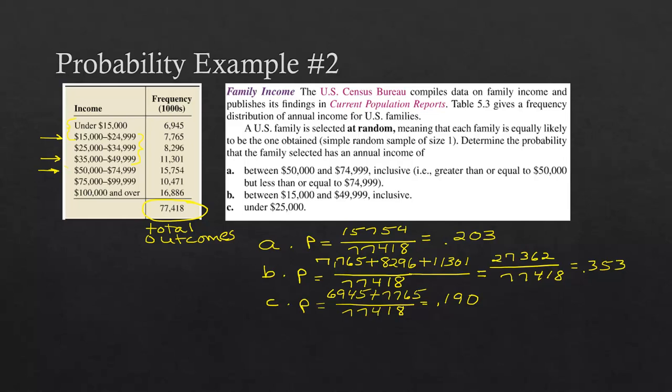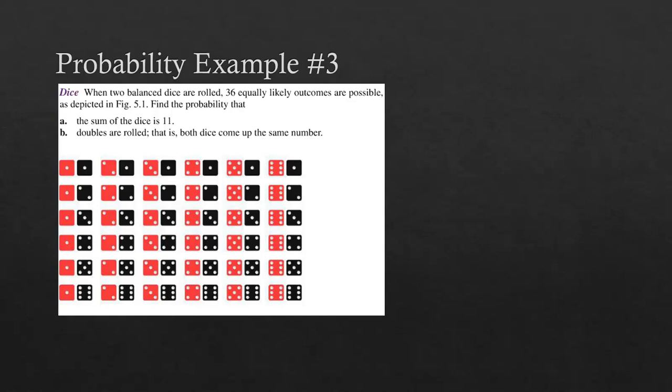Alright, so let's look at another one. The dice problems and card problems are really popular among statistics problems, especially with probability. So when two balanced dice are rolled, you get 36 outcomes, and here are the 36 outcomes you're going to get, okay? So find the probability that the sum is 11. Well, let's get our trusty pencil up, and so we want to find the probability that the sum is 11, the sum of the two dice.